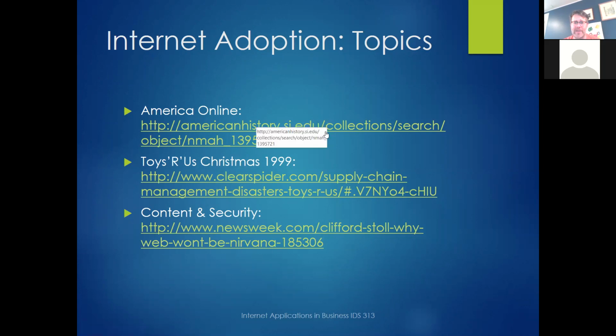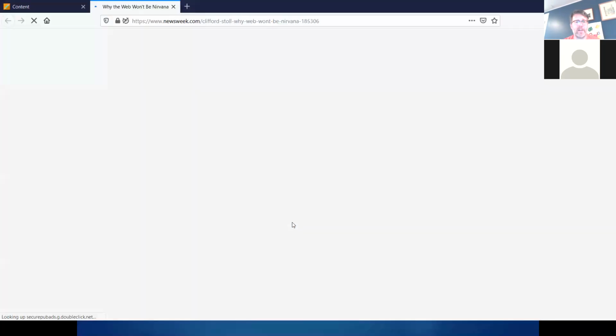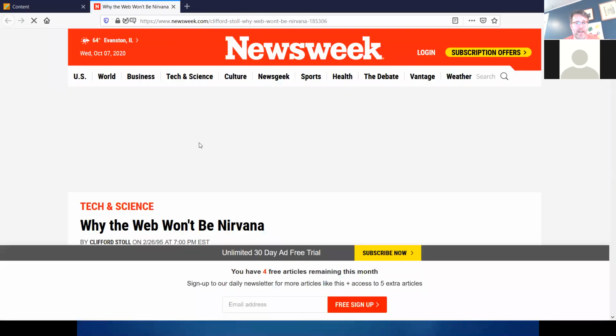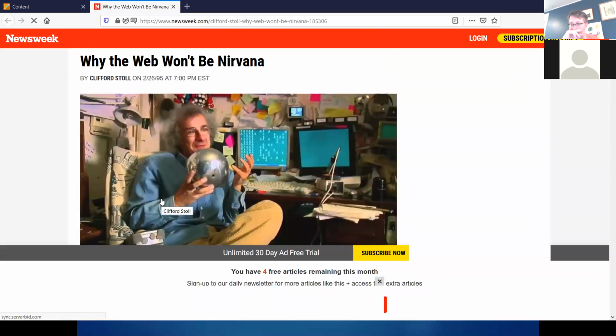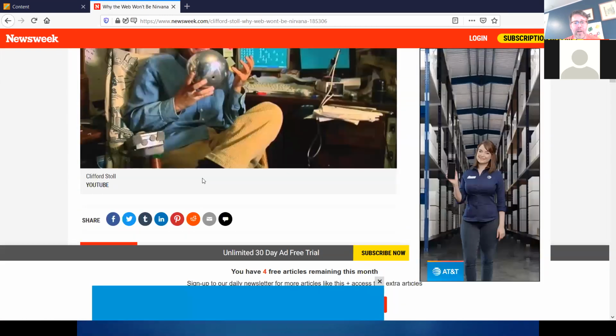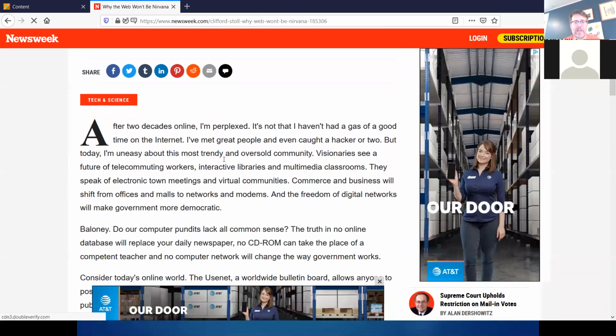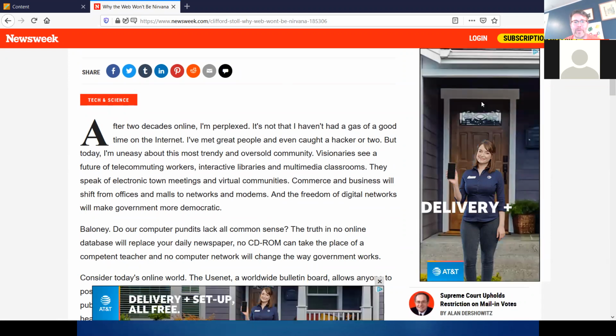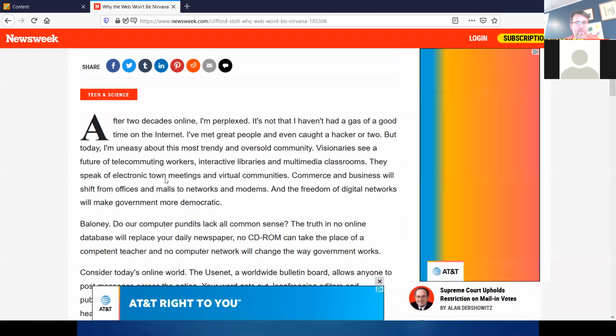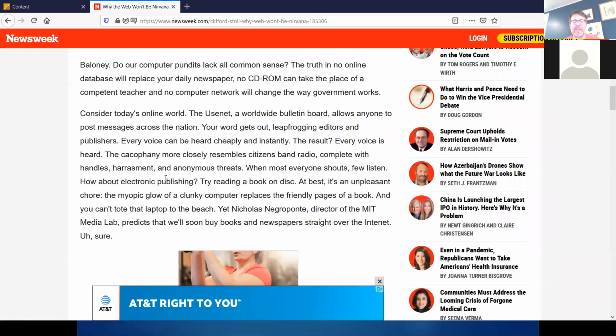Last one, content and security. So I'll actually bring this up if it's still there. This one is an article from a grumpy old man in 1995. Okay, this is one of the few pages from the 90s that's still active. So 1995, we had this guy who said, the internet's out there, but it's not all that. I'm not that thrilled about it. And there's actually a few points here that he makes that are valid.